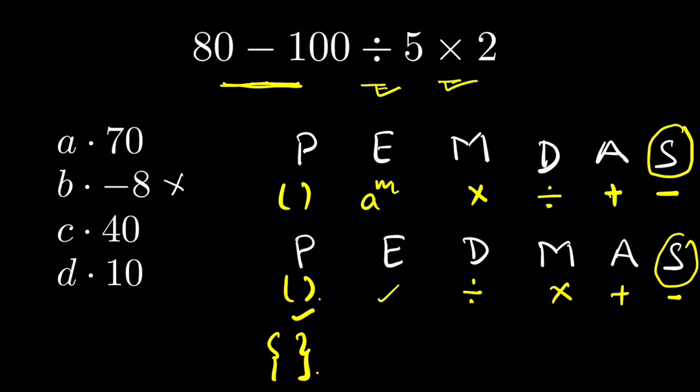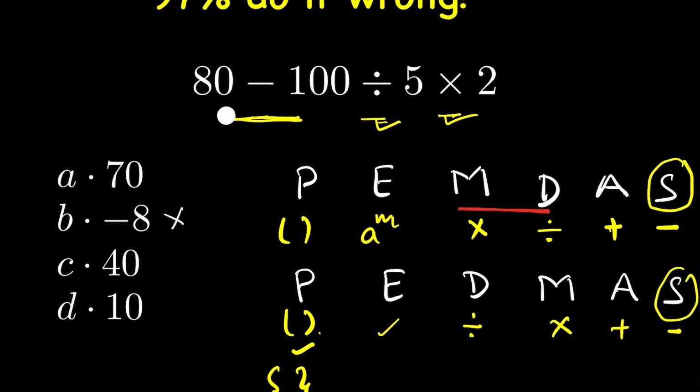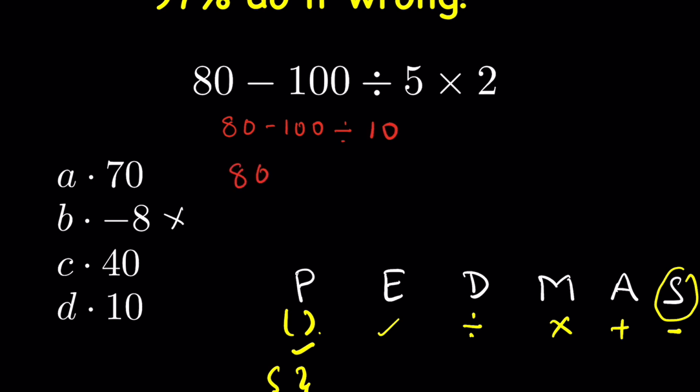But you see, in Pemdas, M is written first and then there is D. So what if you solve multiplication first? What will be the answer? So we'll do 80 minus 100, we will write as it is. Then divided by 5 times 2 is 10. Then 80 minus 100 divided by 10 is 10. And then 80 minus 10 is 70. So you get 70 as your answer if you follow the letters in Pemdas.